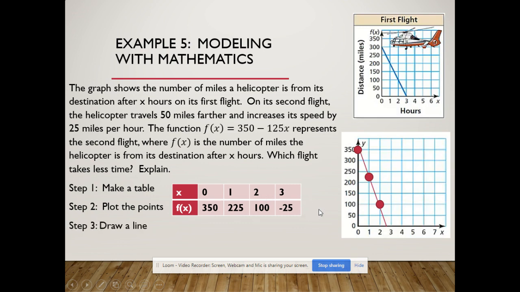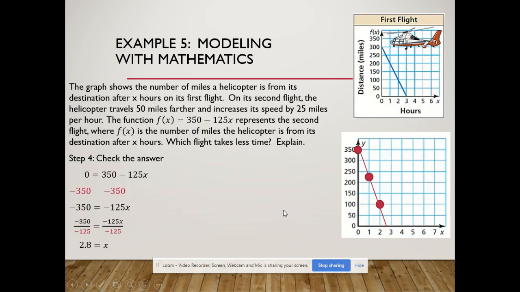We're going to draw a line through that, and notice it ended before 3 hours. And that's why at 3, it was at negative 25. The helicopter would have stopped, but we're assuming if it kept on going in this, it now would have gone 25 miles past its distance at 3 hours. So it looks like the second flight took less time. Now, let's just make sure that we're right in that. And let's check our answer here.